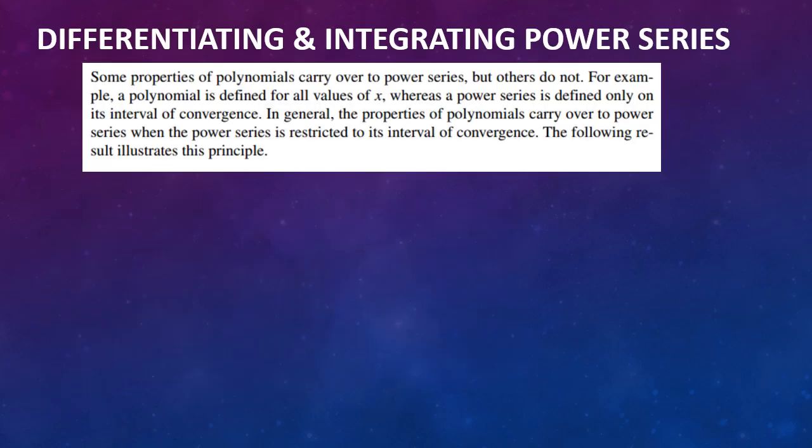Some properties of polynomials carry over to power series, but others don't. For example, a polynomial is defined for all values of x, whereas a power series is defined only on its interval of convergence. In general, the properties of polynomials carry over to power series when the power series is restricted to its interval of convergence. Pay attention to that. In general, the properties of polynomials carry over to power series when the power series is restricted to its interval of convergence.